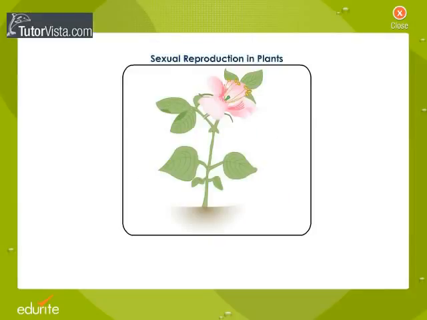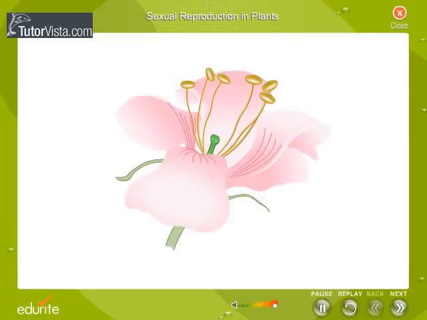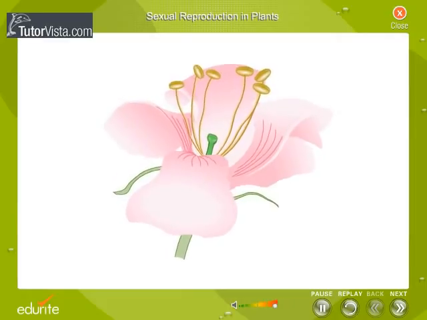Sexual reproduction in plants. The flower is the reproductive organ of a plant. Let's get familiar with the parts of a flower. Here is a section of a typical flower.